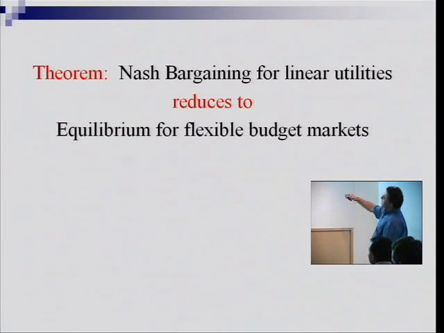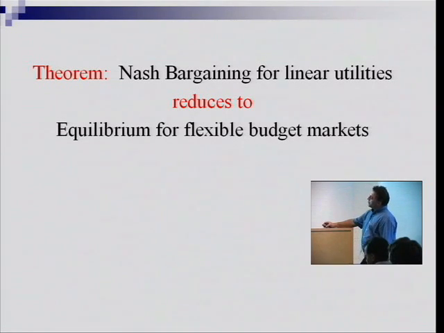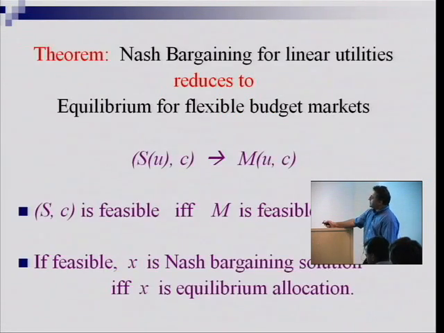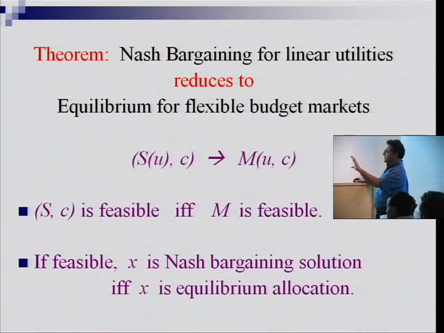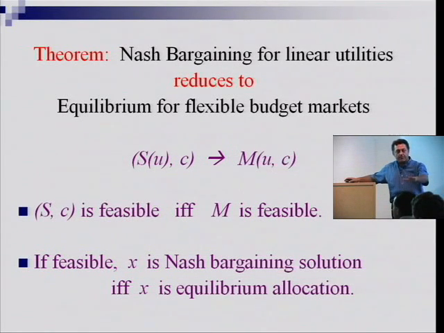Here's the theorem: the Nash bargaining problem for linear utilities reduces to computing equilibrium for this flexible budget market, the one that I defined. More precisely, given a Nash bargaining instance, I can transform it into a market of this kind, such that the Nash bargaining instance is feasible if and only if the market is feasible. And if both are feasible, then X is a Nash bargaining solution if and only if it's an equilibrium allocation. So if you solve this market for feasibility and for an equilibrium allocation, you will completely solve the Nash bargaining problem. And that's what we'll do.